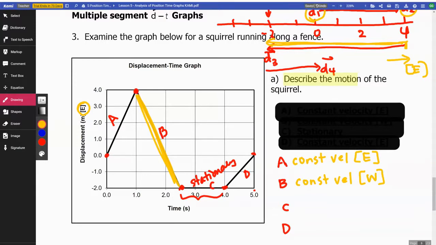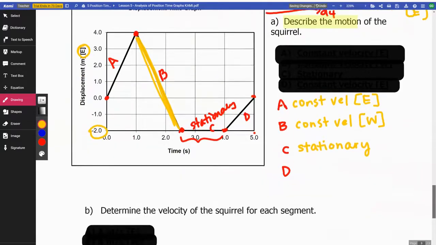Part C, it stays at the position of -2 the whole time. So he's not moving anywhere. So I'm going to write stationary. And when it's stationary, there's no direction.